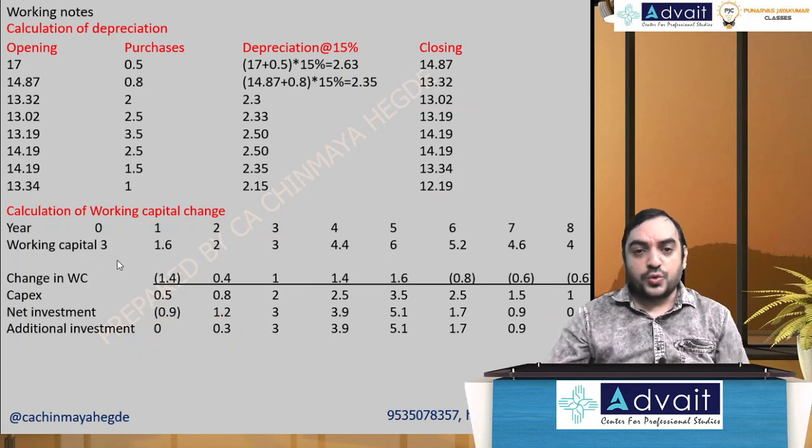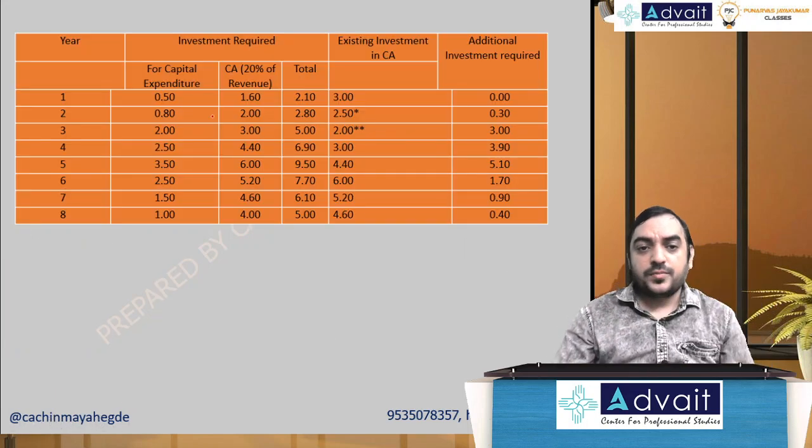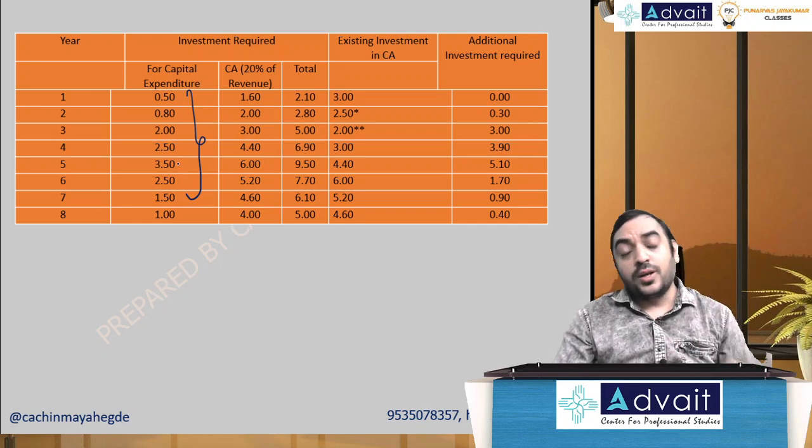I'll show you what Institute has done. If you want, you can follow that process. Observe. So they have given capital expenditure. This is given in the problem.